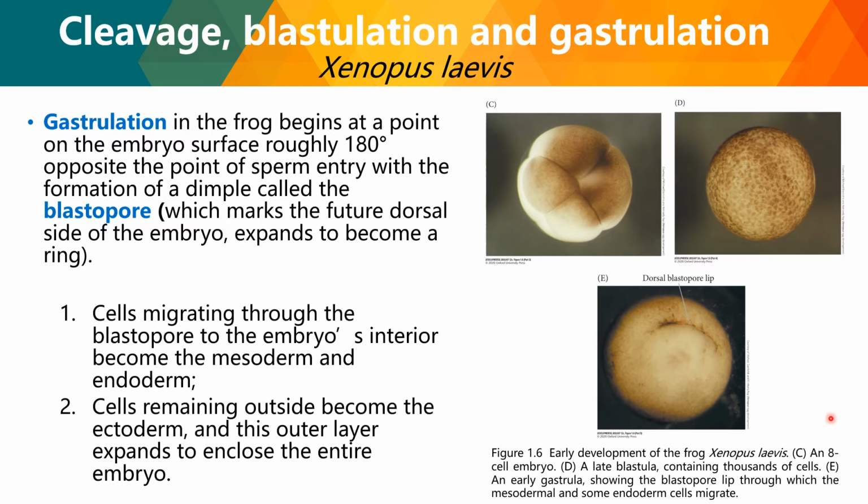Okay, so cells migrating through the blastopore to the embryo's interior become the mesoderm and the endoderm, and cells remaining outside become the ectoderm, and this outer layer expands to enclose the entire embryo.